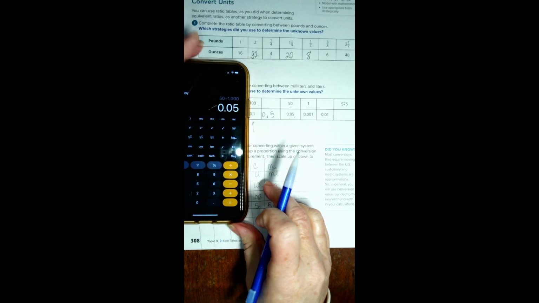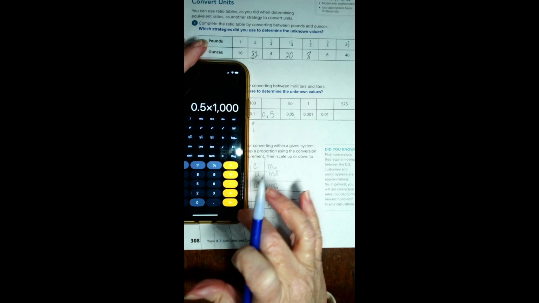So if I do 5/10 times 1,000, I should get 500. Let's move the decimal. If I move it over 1, I get 5. Another one, I get 50. And another one, I get 500. And it makes sense: if 500 is half of 1,000, 0.5 is half of 1.